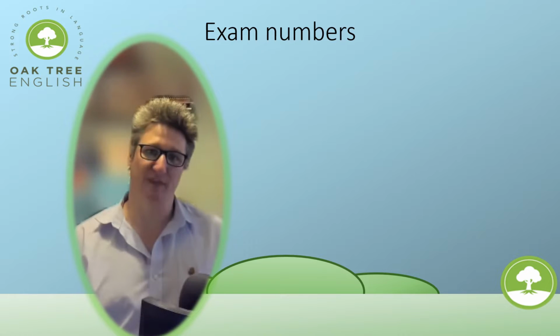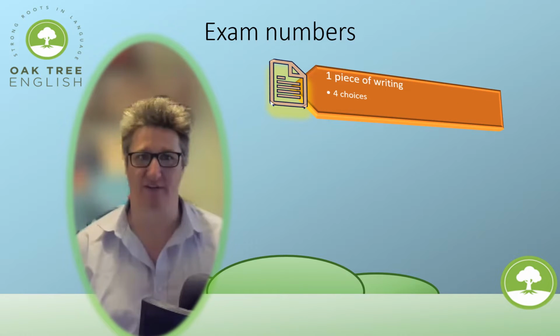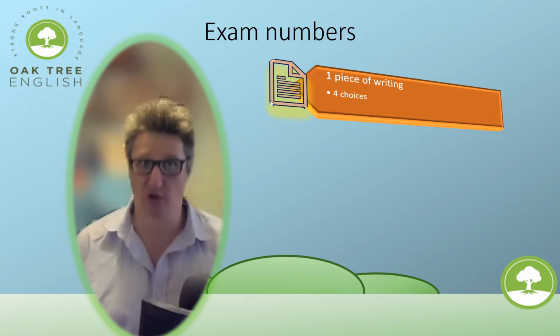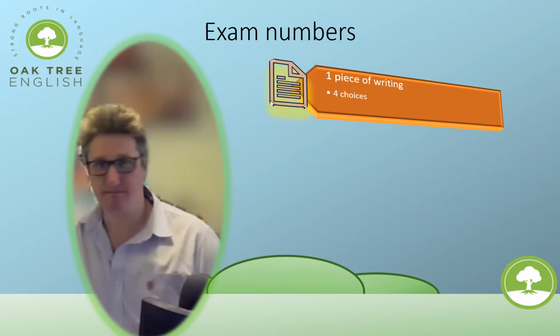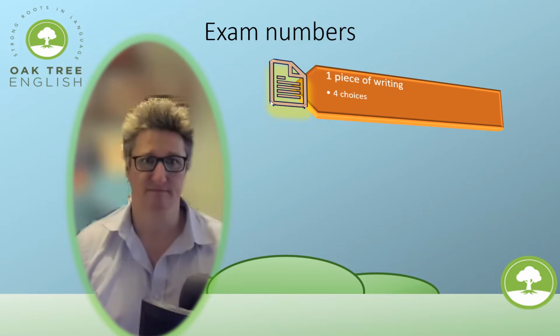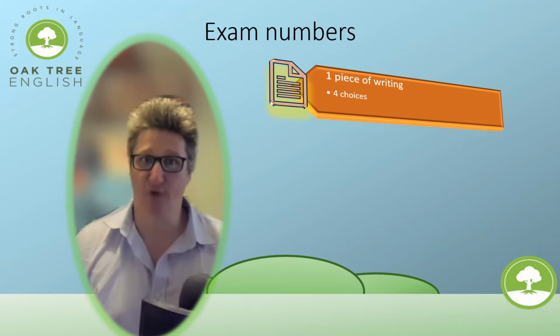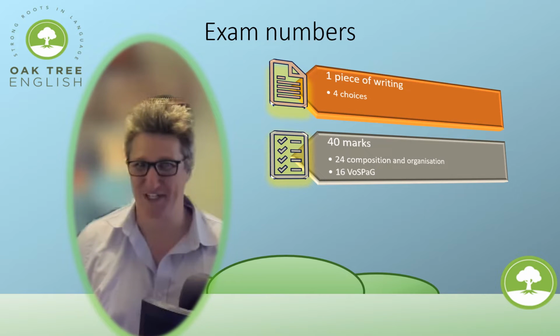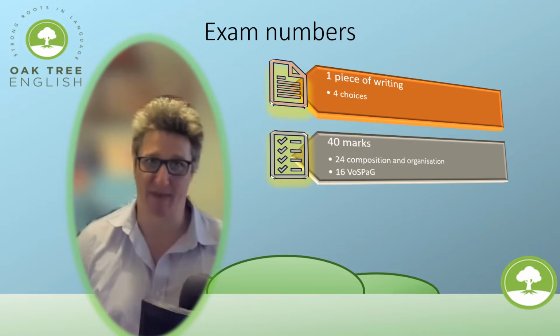In the exam, you'll be given 4 titles. You must choose one of these. We'll look at what they are in the next slide. The next number is 40. That's 40 marks, which is what you're aiming to achieve. That is the maximum mark.